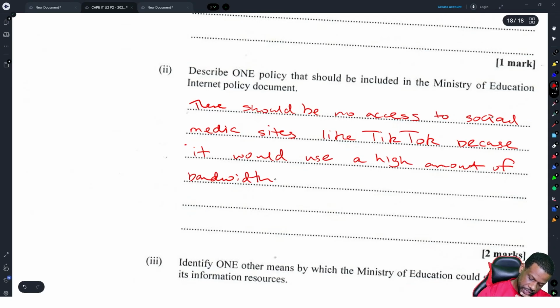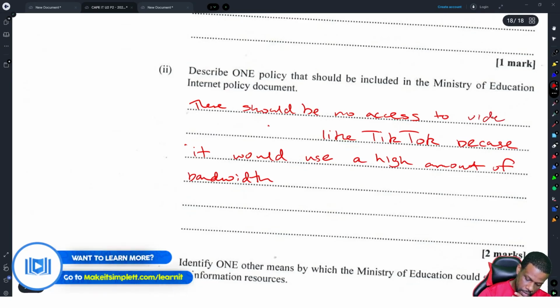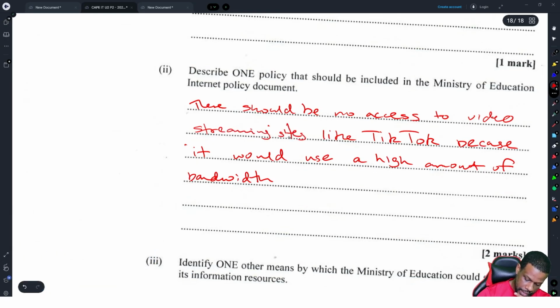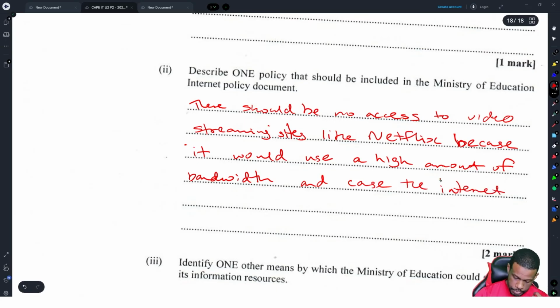Now, you don't put social media sites, because social media sites could get fought down because some schools might use social media. Let's put video streaming sites like Netflix. All right, we put Netflix. Because it would use a high amount of bandwidth and cause the internet to slow down.